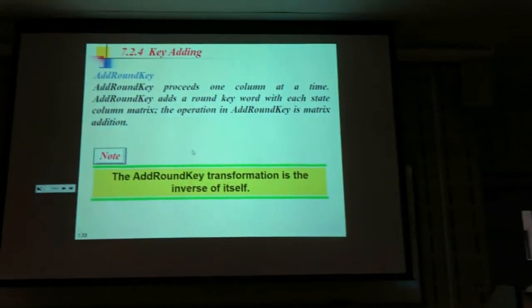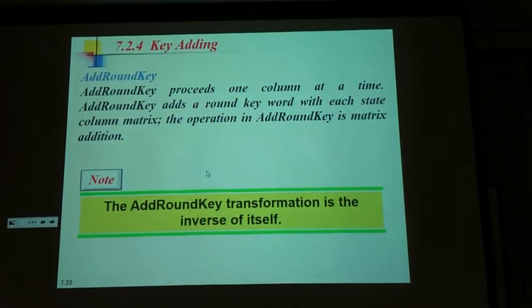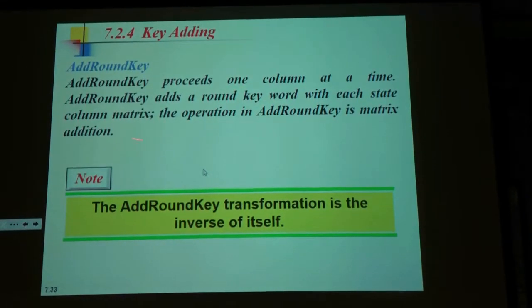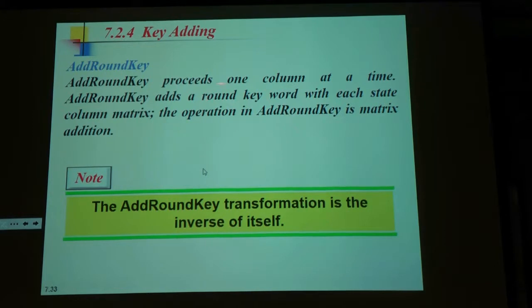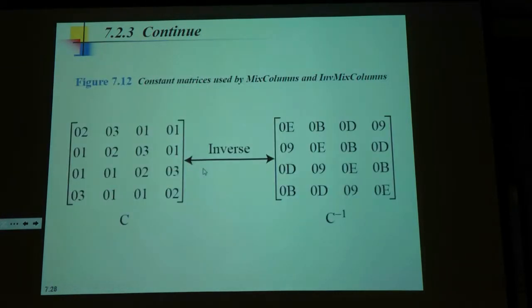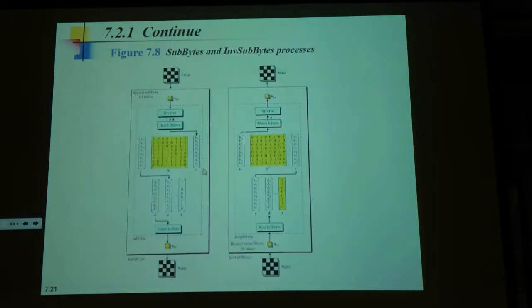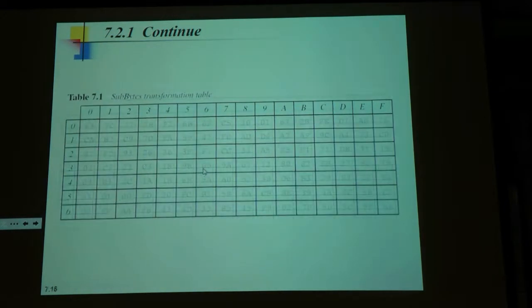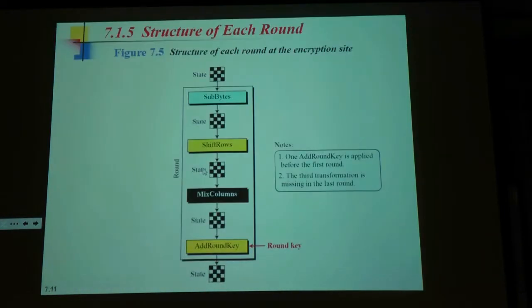So then the last stage, adding the key. Add round key proceeds on a column at a time. Let's take a look. So adding the key, what will happen? You have the state, let me go back just to refresh your memory. It's very important. I should make a picture of this and keep it in every slide, because that's how it proceeds, instead of going back and forth.